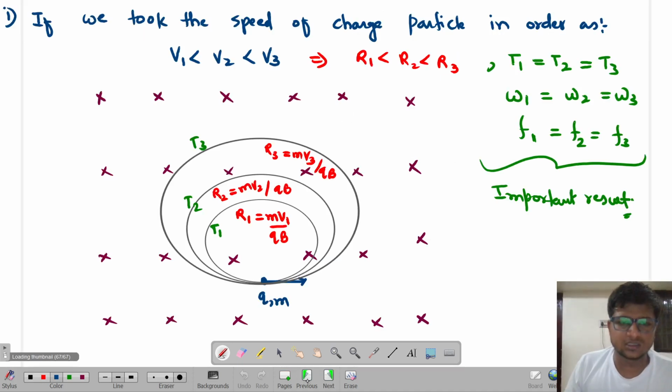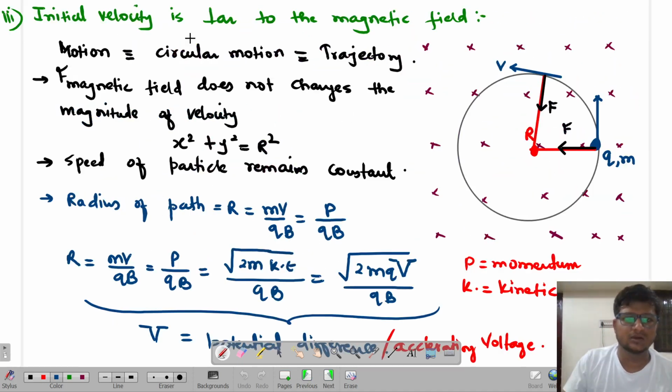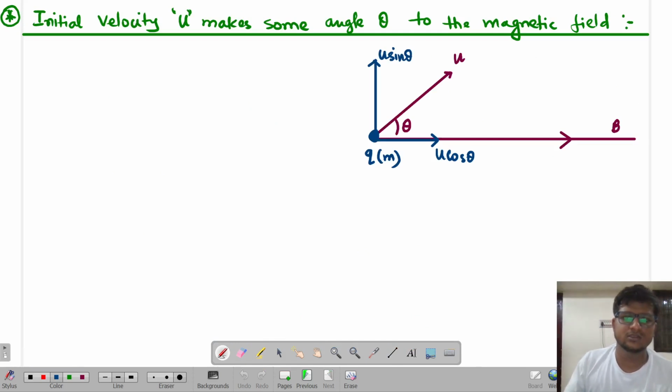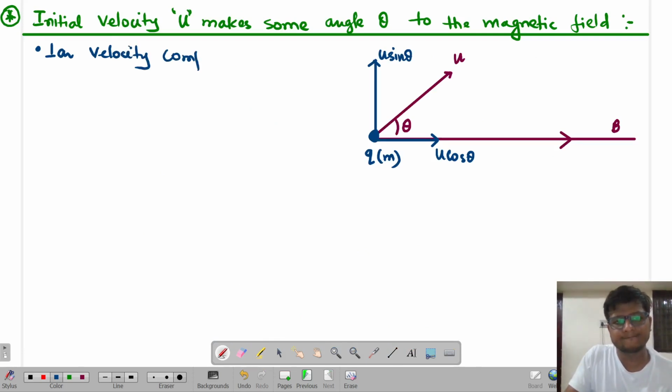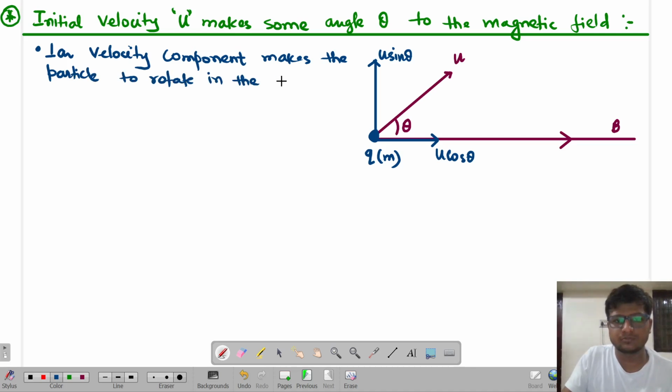Now, as we learned earlier, when there is any initial velocity perpendicular to our magnetic field, it makes the particle rotate in a circular path. So the point is, the perpendicular velocity component makes the particle rotate in a circular path.